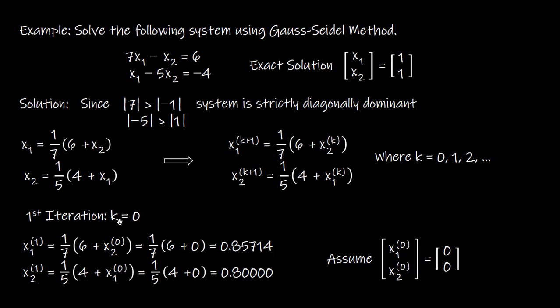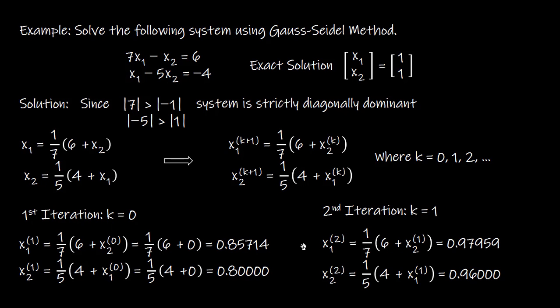Now we can take the second iteration by taking the value of k equal to 1 to find the second approximate solution, where we need the first approximate solution which we have already found in the previous iteration. So we'll just take the first approximate solution from the first iteration and substitute it into this iterative scheme to find the second approximate solution, which is 0.97959, and the second approximate solution of x2 is 0.96. Similarly, we can utilize this second approximate solution to find the third approximate solution, and the procedure goes on and on.